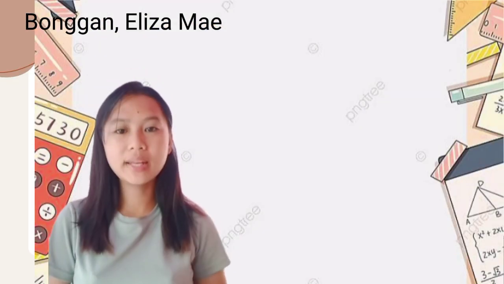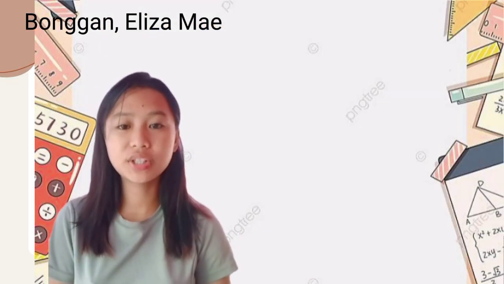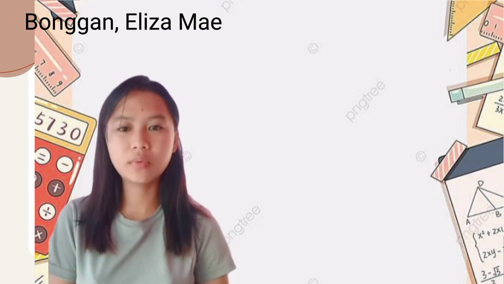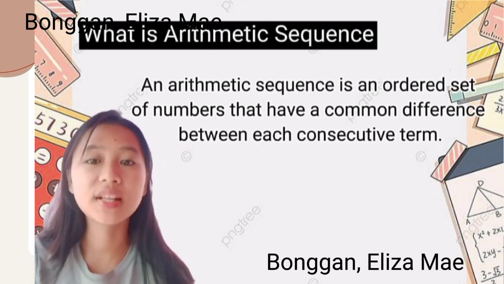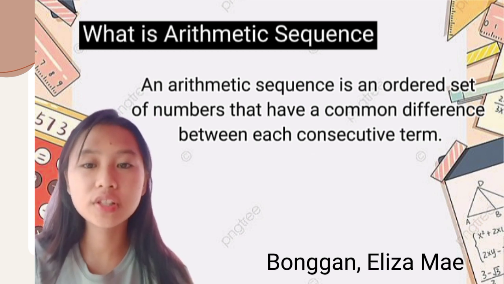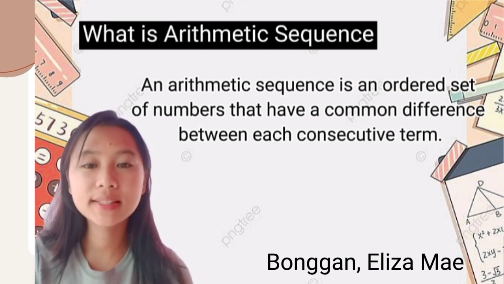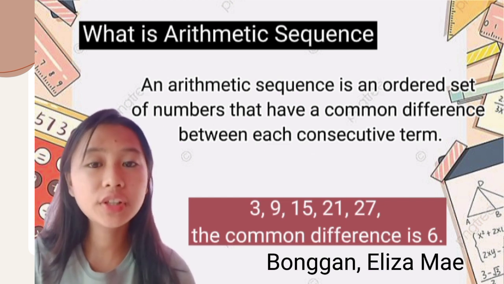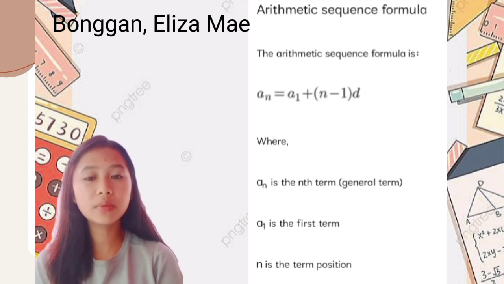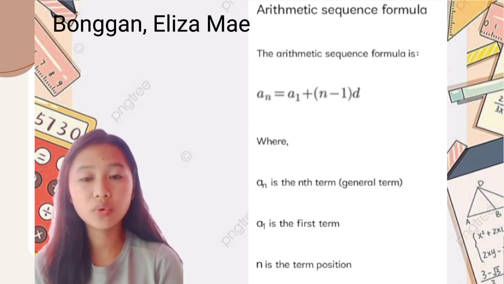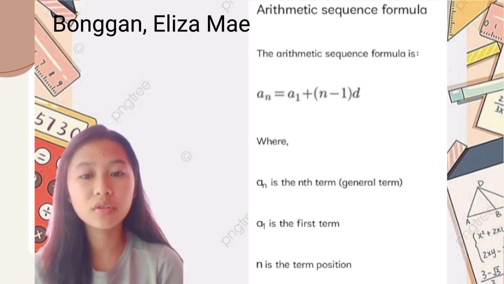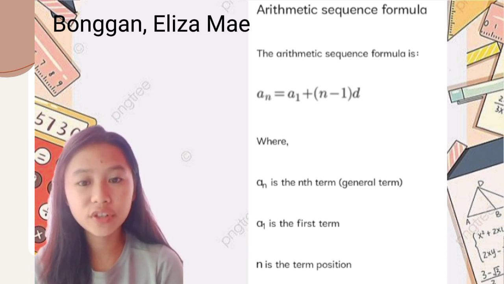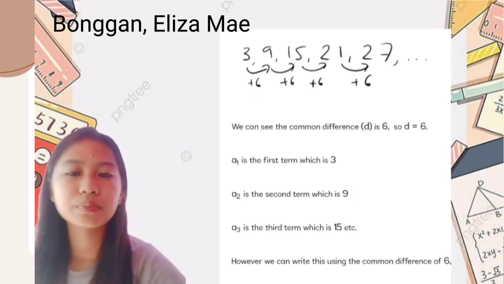Hey everyone, by the way, my name is Eliza Maybibungan, and for today's discussion, I am going to discuss what is arithmetic sequence. An arithmetic sequence is an ordered set of numbers that have a common difference between each consecutive term. For example, in the arithmetic sequence 3, 9, 15, 21, and 27, the common difference is 6. The arithmetic sequence formula is a sub n equals a sub 1 plus n minus 1 d, where a sub n is the nth term, a sub 1 is the first term, n is the term position, and d is the common difference.